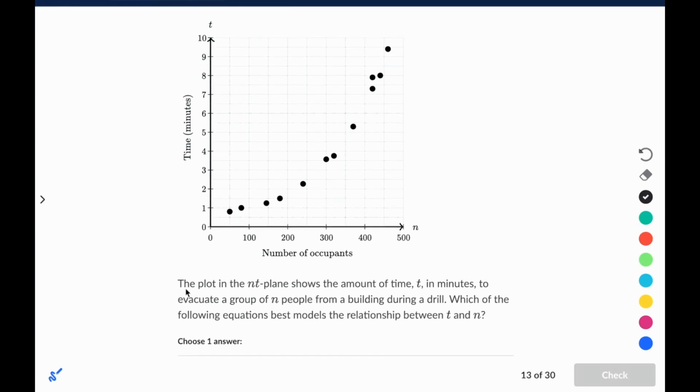The plot on the NT plane shows the amount of time, T, in minutes to evacuate a group of N people from a building during a drill. Which of the following equations best models the relationship between T and N? Okay, the first thing we should notice is that this graph is exponential, meaning that it doesn't have a fixed gradient. So the gradient at this point will be different than the gradient at this point. Okay?